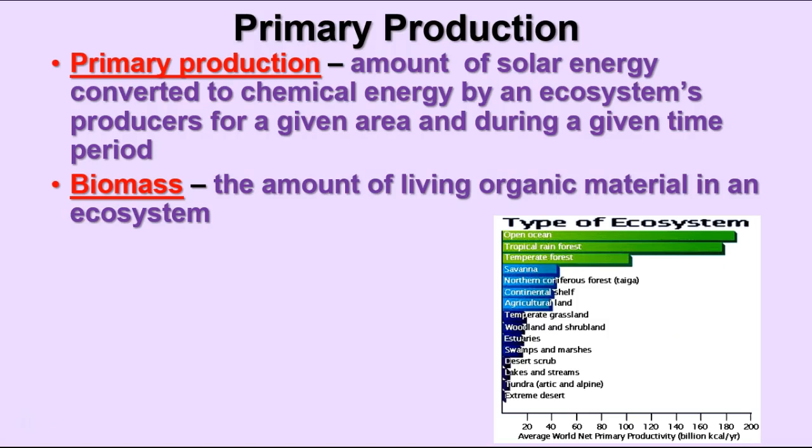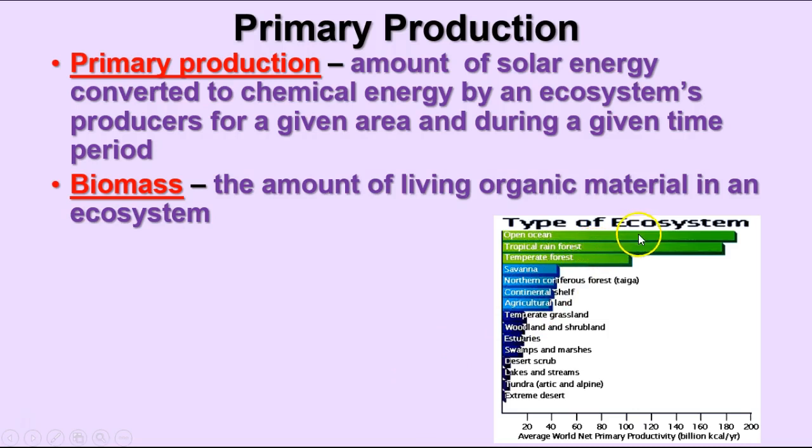One thing to talk about in terms of ecosystems is about the production. Okay, the primary production is how much solar energy is changed to chemical energy by the producers, and this is related to the area and the time period. And when we talk about the amount of living material in an ecosystem, we call that the biomass. And those are just some terms we'll refer back to over and over again.